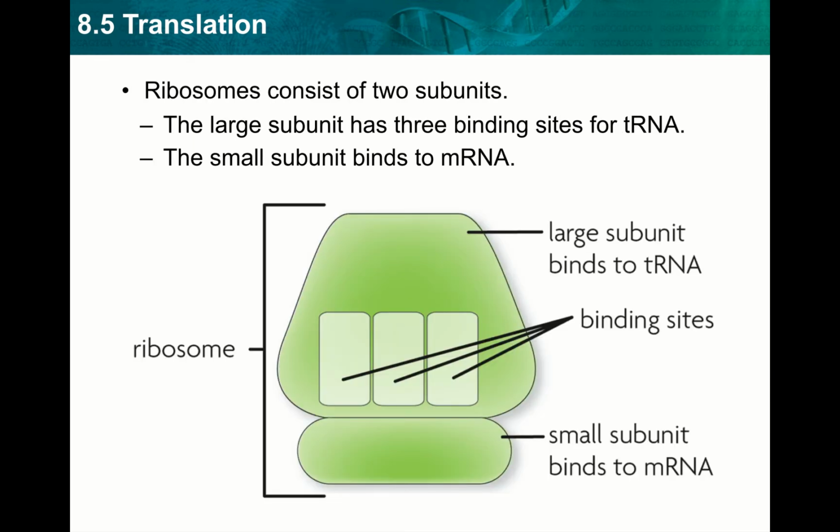Ribosomes consist of two subunits. You have the large subunit, which is the binding site, and then the small subunit, which is going to bind the mRNA. And this will make more sense when we talk about the process here in a little bit.